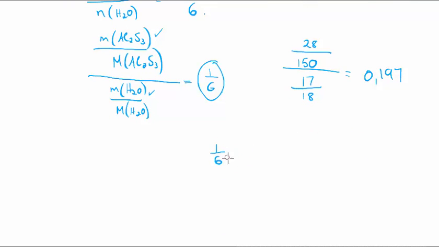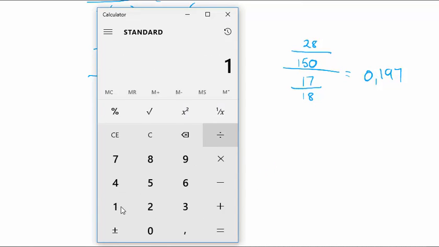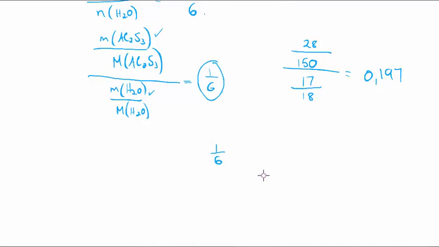Which one is bigger? 1 divided by 6 or 0,197? Test it. 1 divided by 6 is 0,1666. In other words, this is smaller than 0,197. Now look at your ratio: this is 0,167, and the other is 0,197. Okay, now look at what you now apparently think is easier.